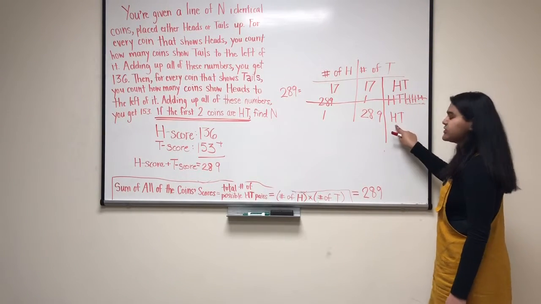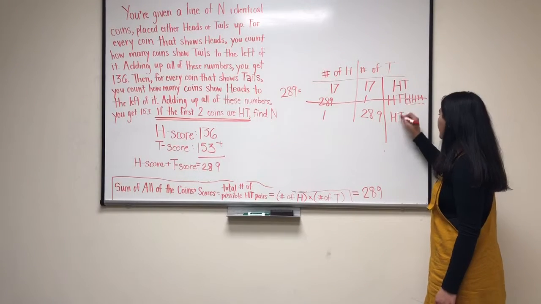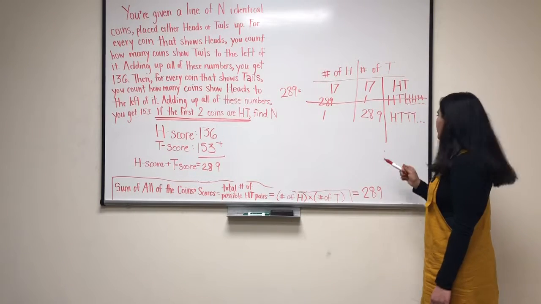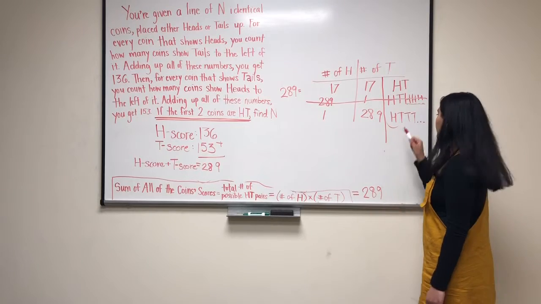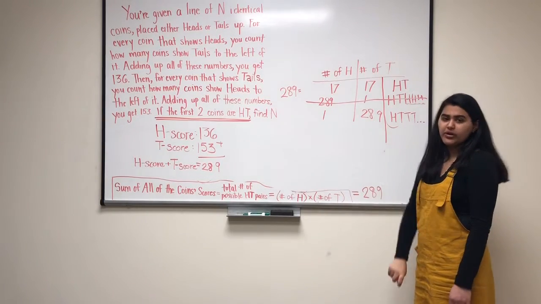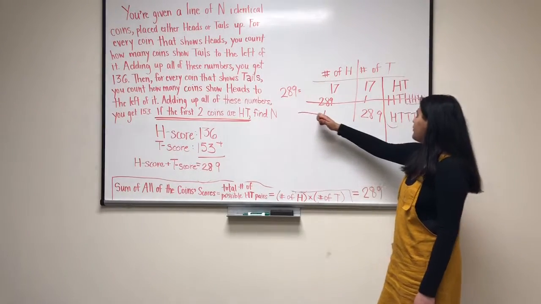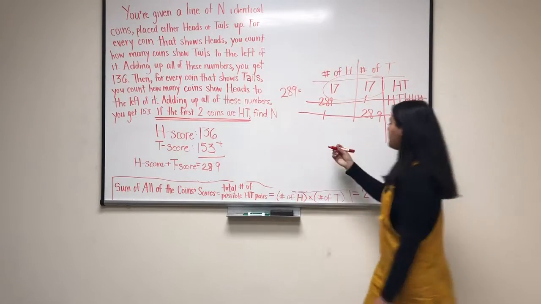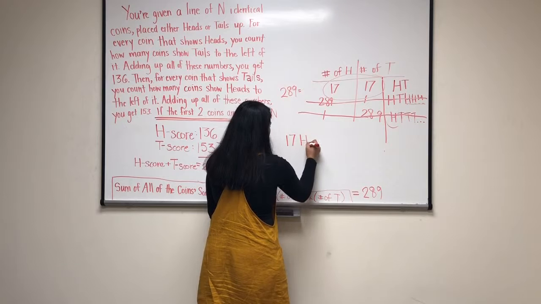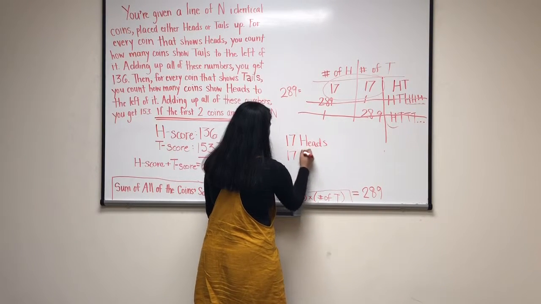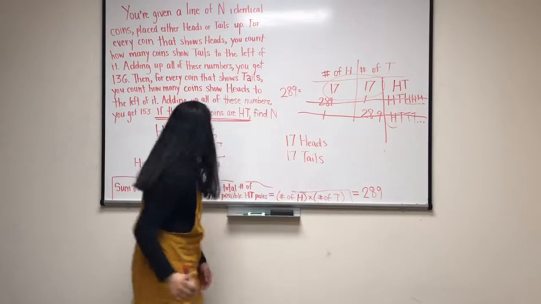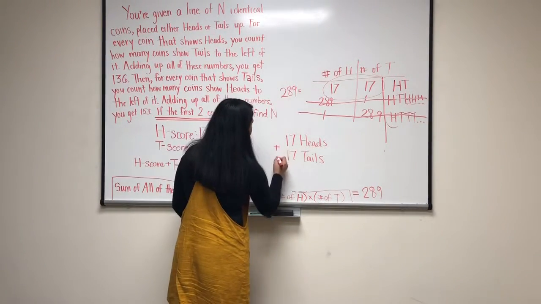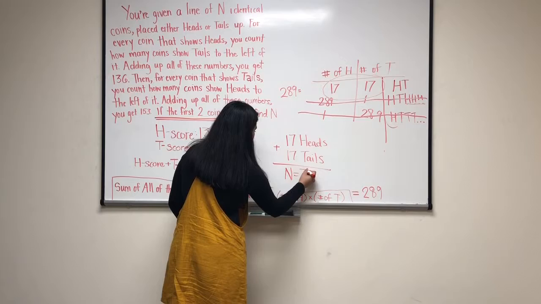Similarly, if my sequence starts with head, tails, and has 1 head, that means this 1 head should be followed by 289 tails. And in this case, my H-score would be the number of tails to the left of this H, which is 0. But my H-score should be 136, not 0. So this is ruled out. And that automatically leaves one possibility. The possibility is that I have 17 heads and 17 tails. We're almost done. The question says find n, and n represents the total number of coins in your sequence, so I just add this up, and I get that n equals 34.